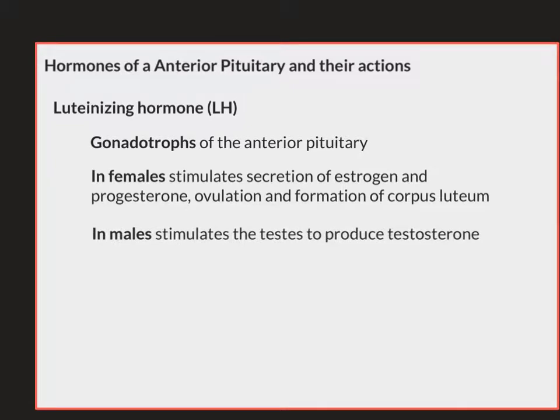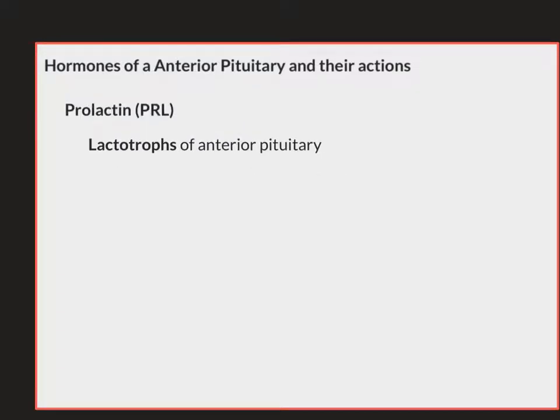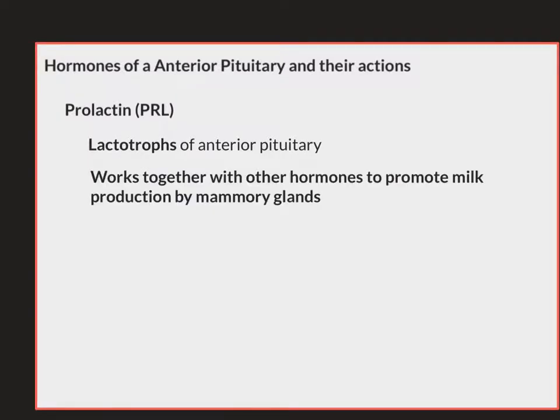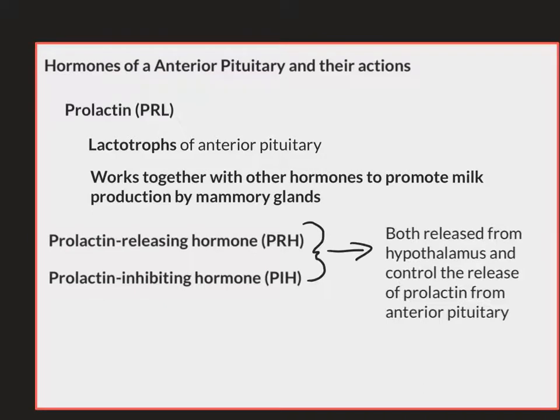Prolactin is a hormone that is released by the lactotrophs of the anterior pituitary. This hormone works together with other hormones to promote milk production by the mammary glands in females. The hypothalamus secretes both prolactin-releasing hormone, which causes release of prolactin from the anterior pituitary, and prolactin-inhibiting hormone, which inhibits the release of prolactin from the anterior pituitary.